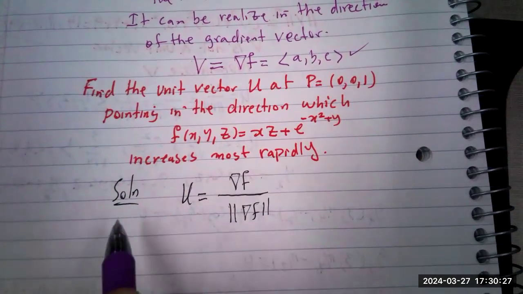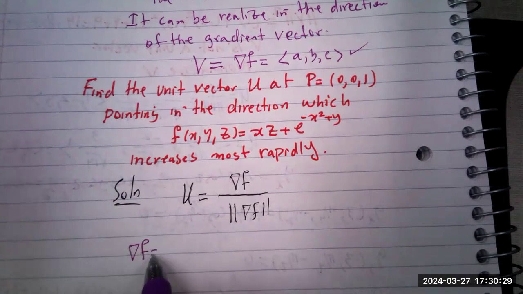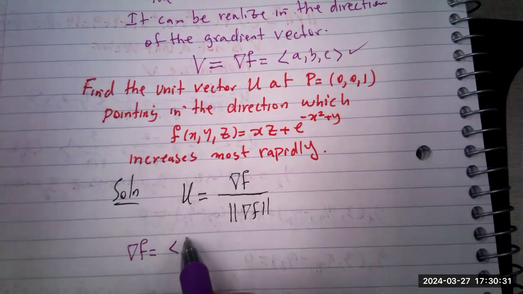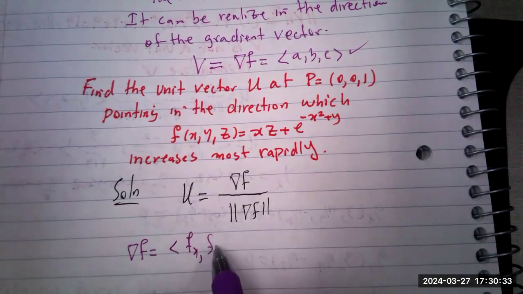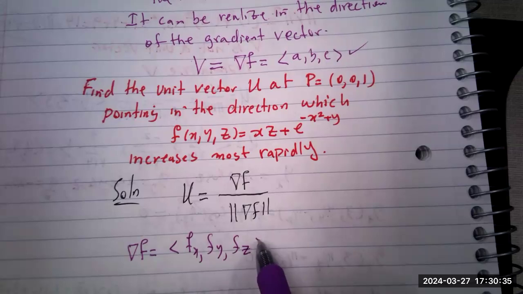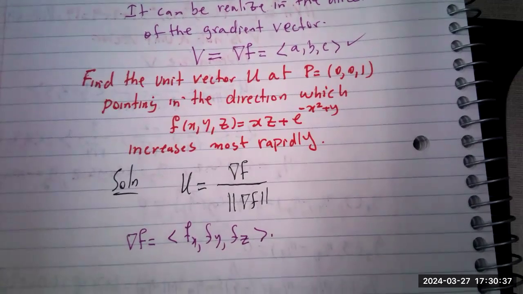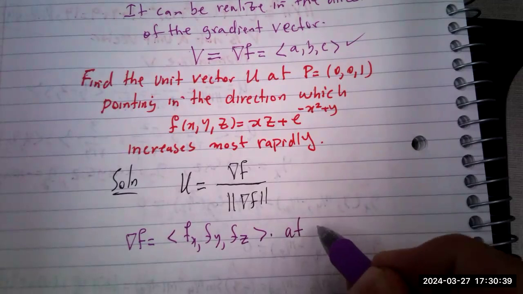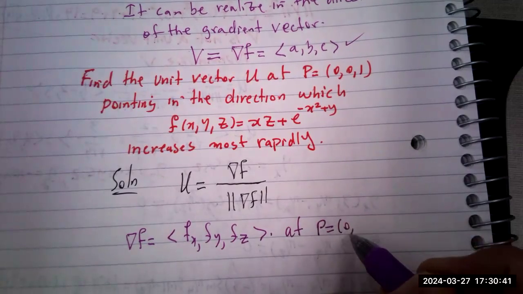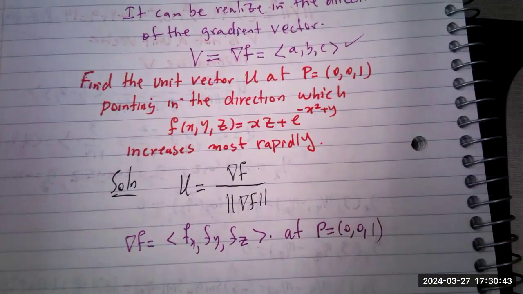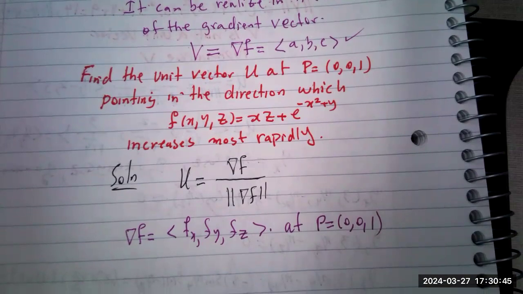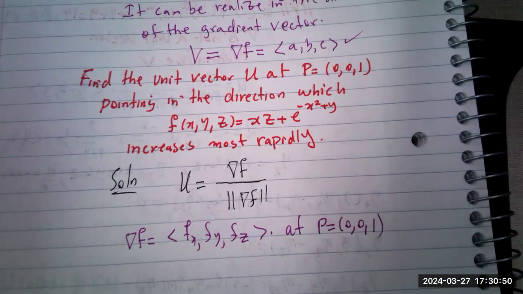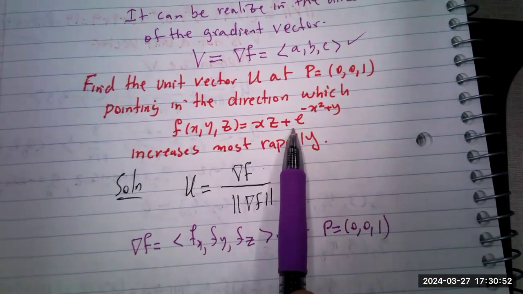Okay, so the gradient is going to be a function of three variables: f sub x, f sub y, f sub z. You have to do this one at the point P, which is equal to (0, 0, 1). Then normalize it as a vector. So this is your function. Carefully differentiate it.